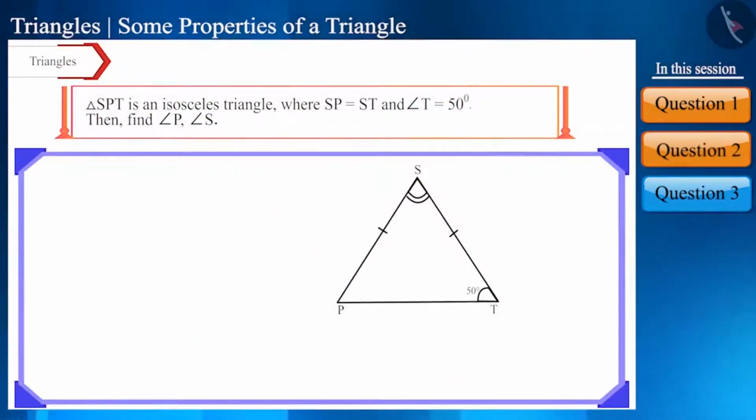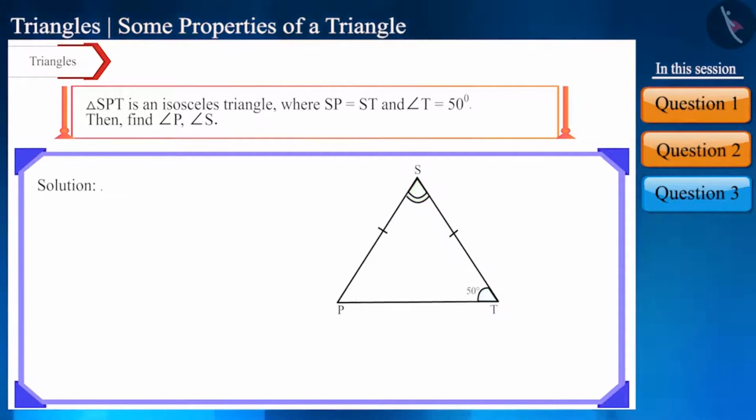In the given figure, triangle SPT is an isosceles triangle in which side SP is equal to ST and the measure of angle T is 50 degrees. Then find the values of angle P and angle S.